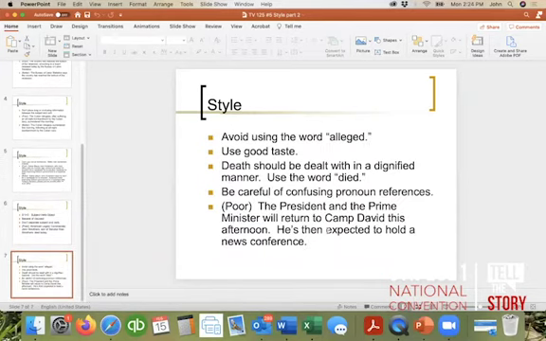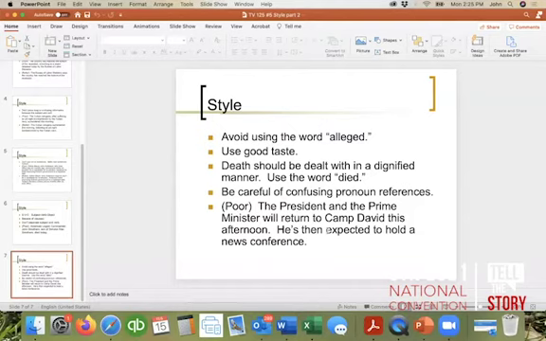Avoid using the word alleged. According to court documents, police say, attribute what you're saying. The word alleged just won't protect you in a court of law. You need to attribute where you're getting your information. Death should be dealt with in a dignified manner, but pretty simple. Passed away is, they died. So-and-so died. That's just the simple, easiest way.